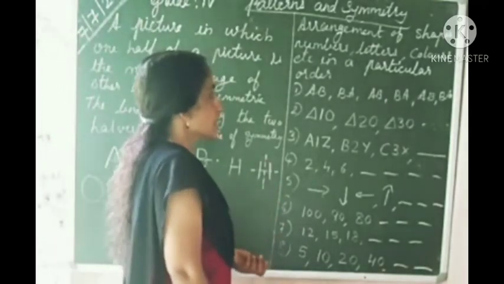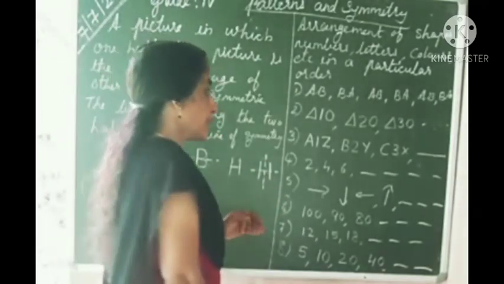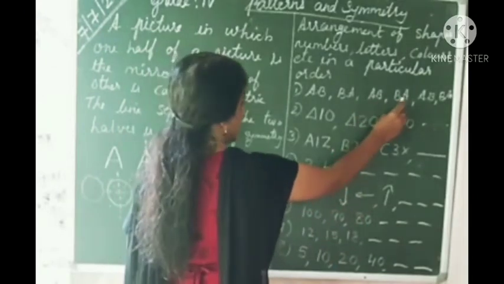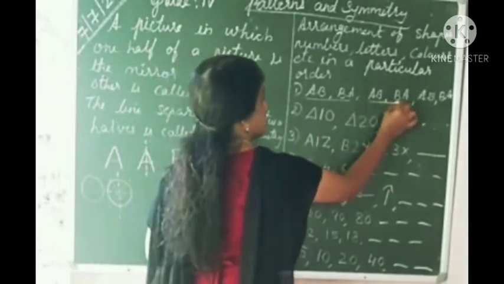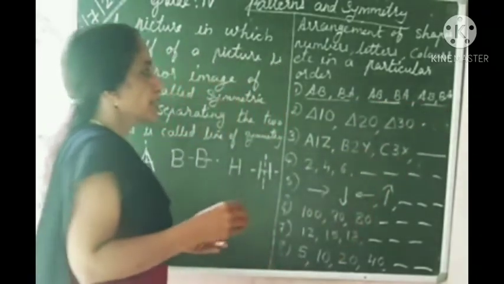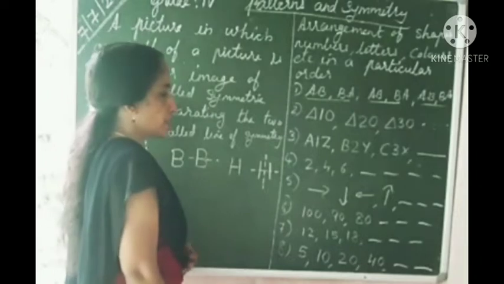Let's take some examples. A, B, B, A. Again A, B, B, A, B, B, etc. A, B, B, A are repeated. It is going in an order. Therefore, this is a pattern.